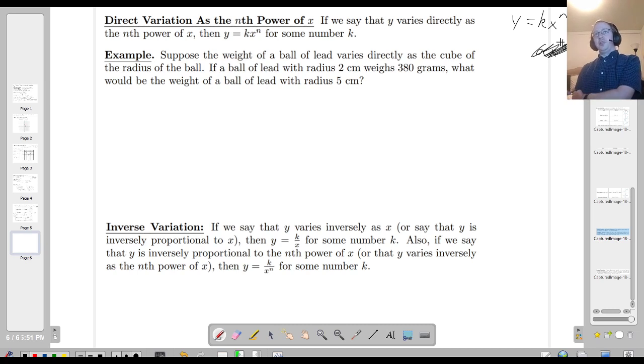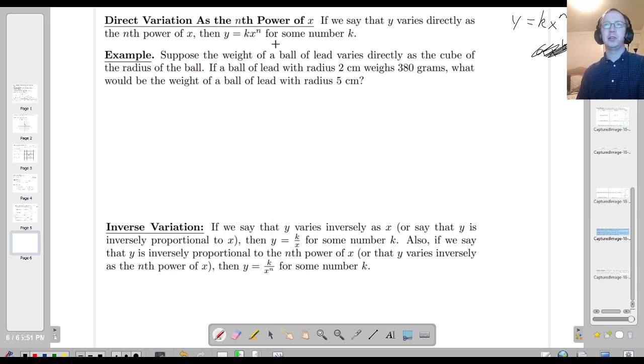But now I want you to think every time you read a word problem with variation, or you could say proportionality, you want to look to see what kind of variation you have. On the table are not just direct variation, but also now direct variation as the nth power, or, in just a second, inverse variation. So let's look at this example and see how I could tell if this is direct variation or direct variation as the nth power. It says, suppose the weight of a ball of lead varies directly as the cube of the radius of the ball.